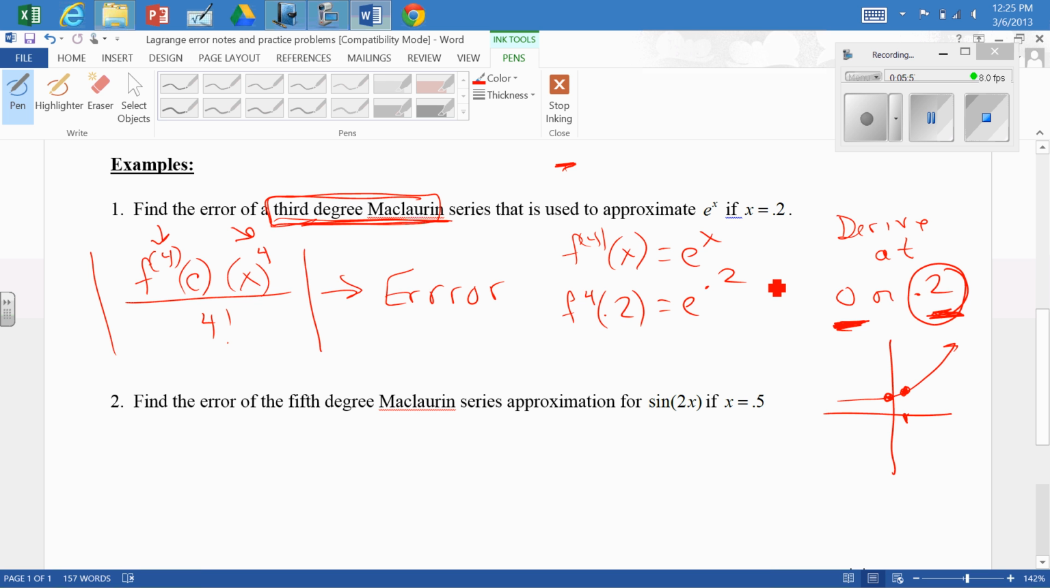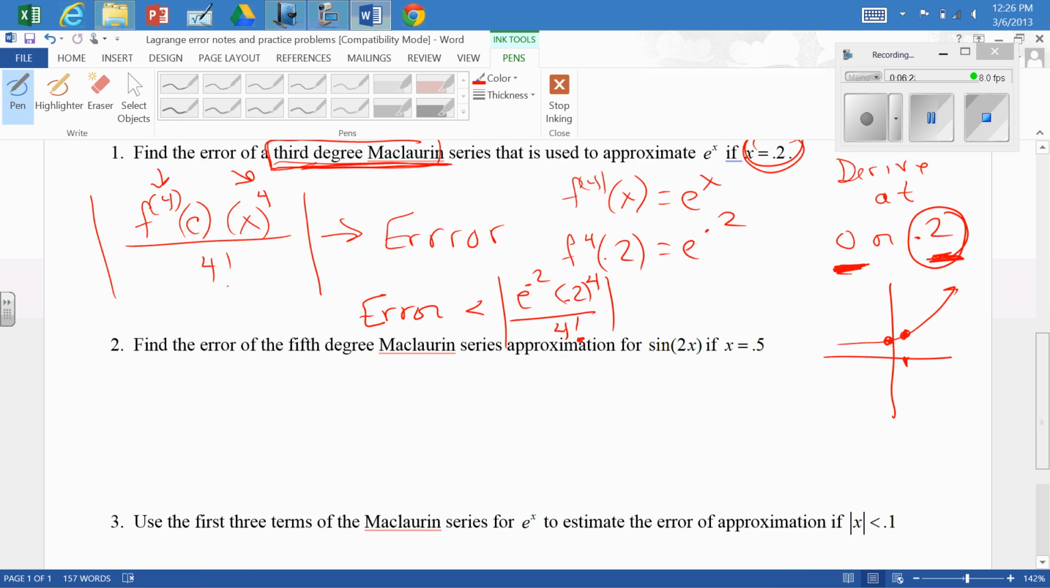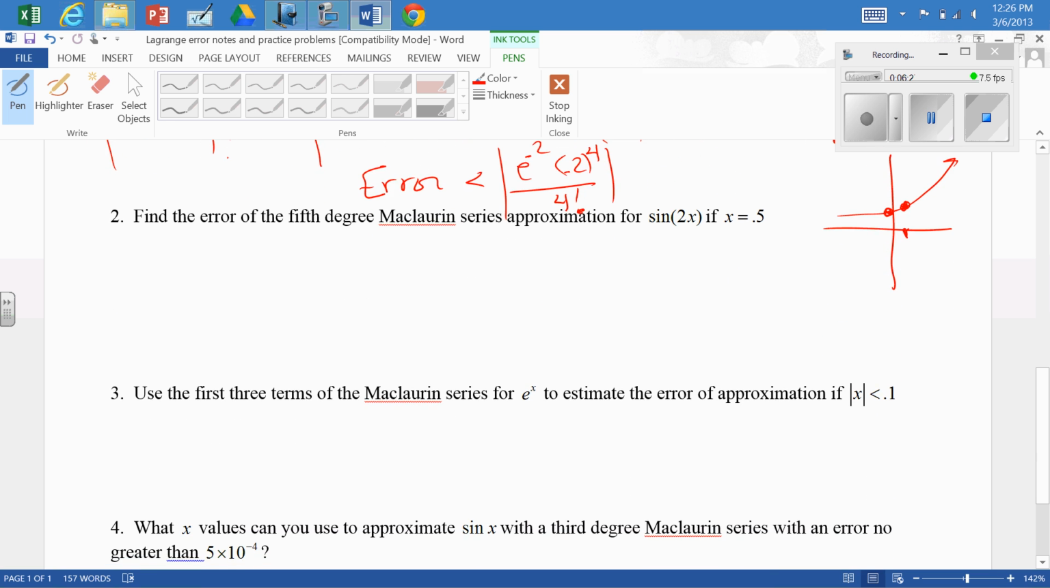Okay? So our error that we just found is going to be less than the absolute value of e to the 0.2. We're going to plug in 0.2 for x because that's what we're trying to approximate. 0.2 to the fourth over 4 factorial. And I'll let you calculate that on your calculator, or you can do it by hand. While the e to the 0.2 might be a little tricky, that's the error of your series. Okay? That's called a Lagrange error bound. So let's try another one.